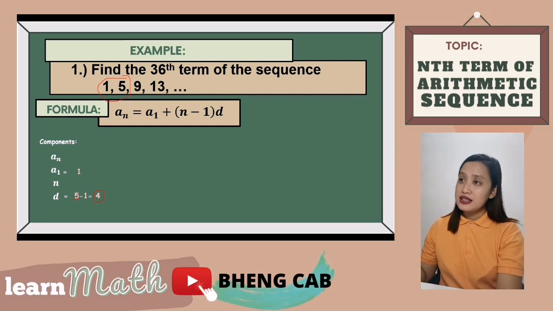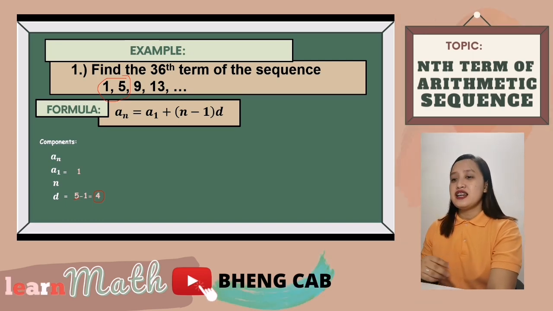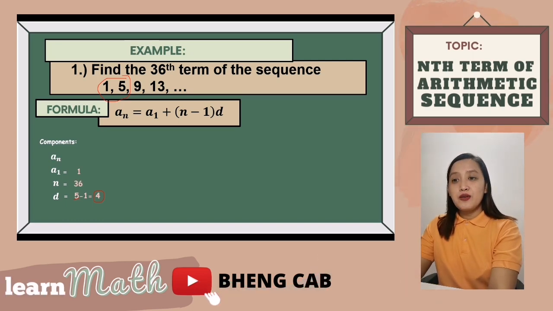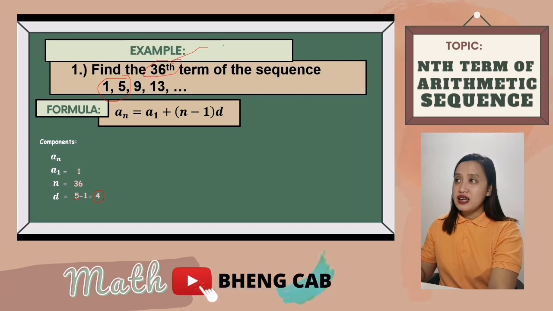5 plus 4 is 9. 9 plus 4 is 13. Okay? So, third is the n, which is 36. Diba sabi dito, yung n is the number of terms o kaya naman yung ordinal of the term. Since hinahanap natin dito yung 36th term, which is actually a sub 36.